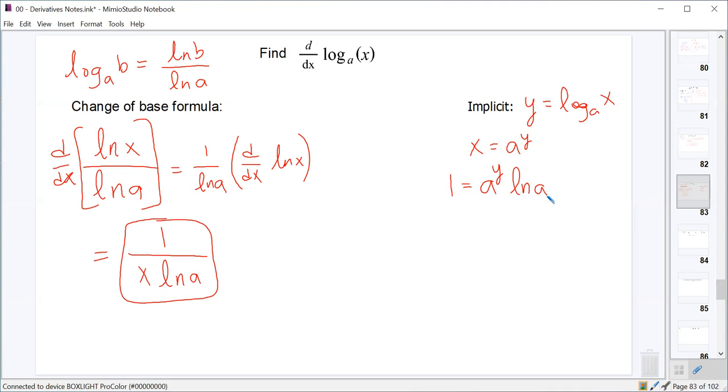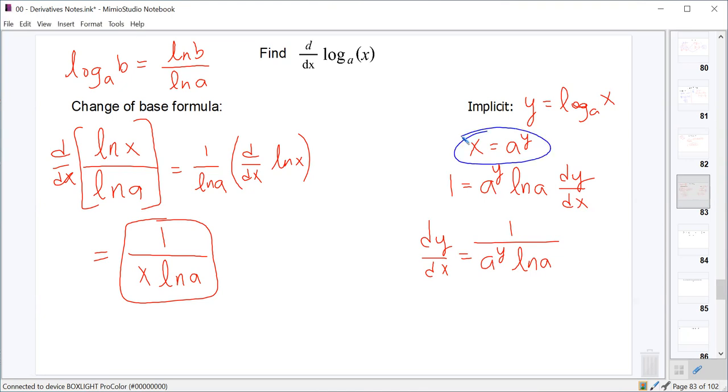And when we take the derivative of that a to the y piece, we have to remember that we're going to multiply this by dy dx, because we're taking the derivative with respect to x of a term that has a y. So now all we've got to do is solve for dy dx. dy dx is equal to 1 over a to the y natural log a. And as we saw just a second ago, a to the y is equal to x. So this is equal to 1 over x natural log of a. And that's our derivative for log base a of x, 1 over x ln a.